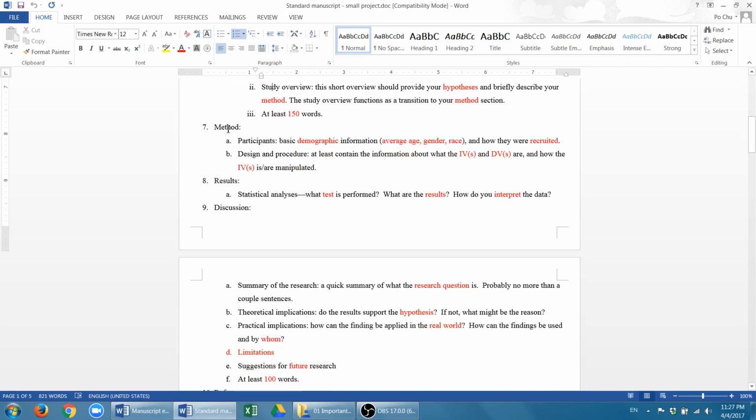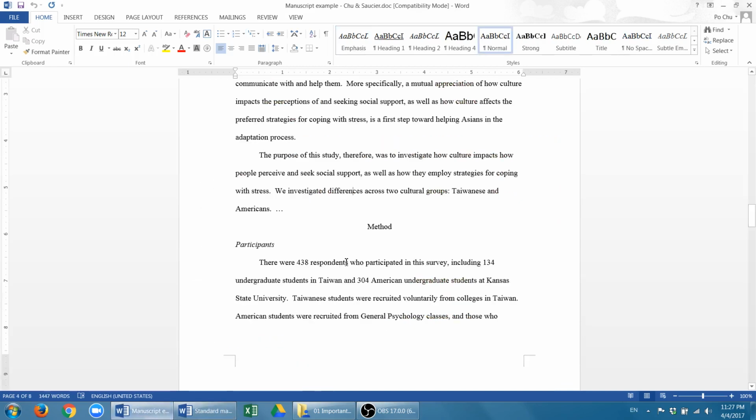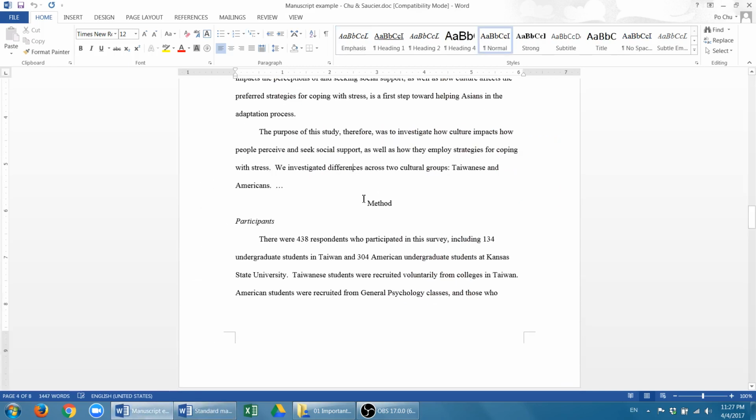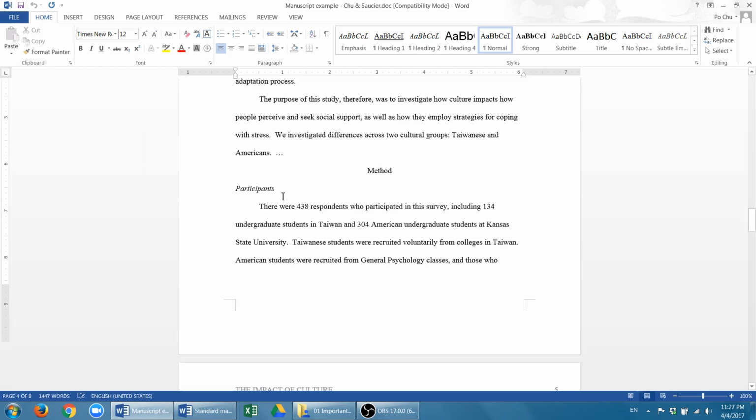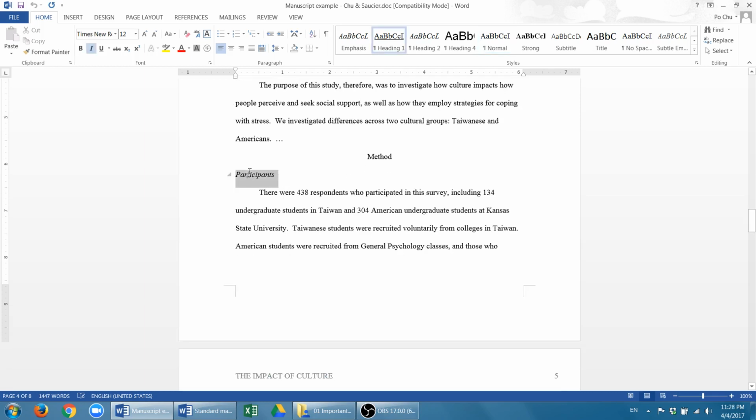The next section is method, and as you can see, it's just right next to the introduction. There's no page break. The first thing in the method is participants. You need to introduce who participated in your research. In my case, there were 438 respondents. What I did was an online survey.